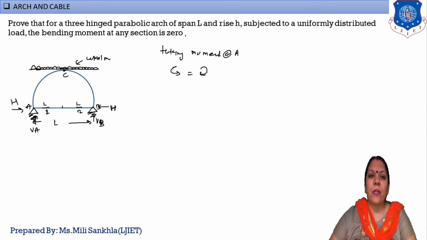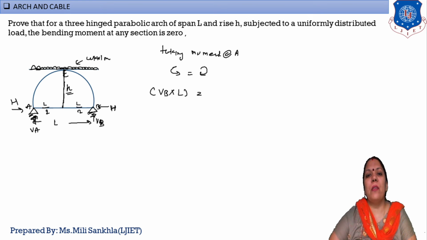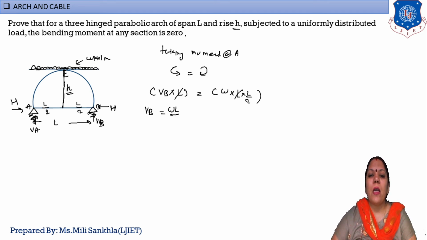This support reaction rotates anti-clockwise, so VB into distance L up to this point A is equal to L. And this central rise is given as H; mention this is our H. In this data, the given rise is equal to H. Now the UDL load rotates clockwise, so mention it on the clockwise side, and the moment of this UDL load into distance L by 2. My answer for VB is equal to WL by 2 kilonewton in the up direction.